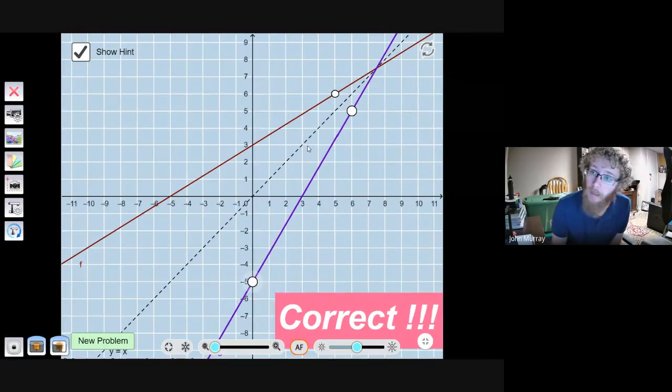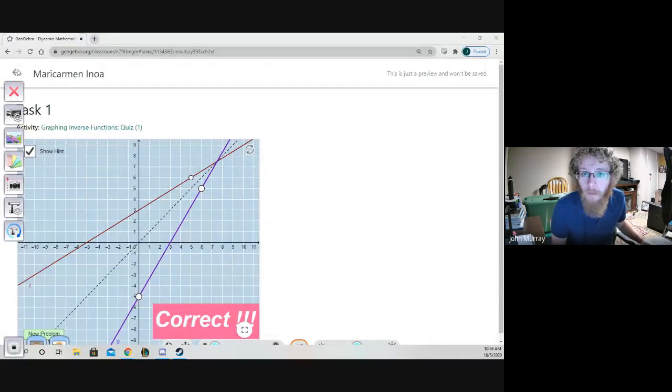Okay, and actually here, this dotted line is your line y equals x. So you can see it's a mirror image. It flips over the diagonal there. Okay, and that's what the show hint does. All right, so try a few, and then once you're done, you can click on the new problem and try a different one.